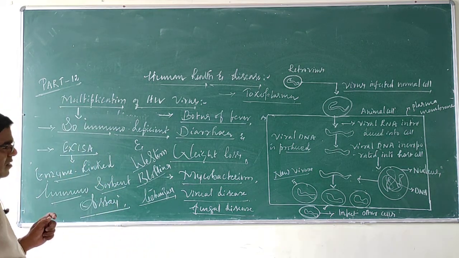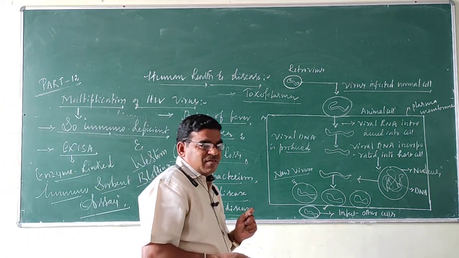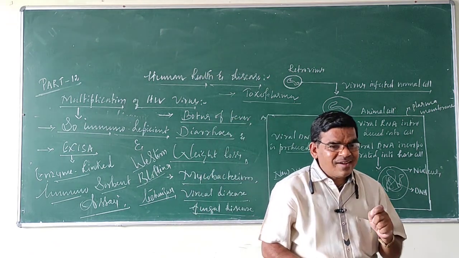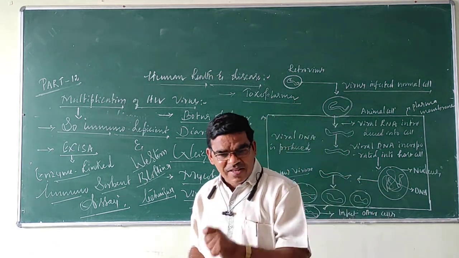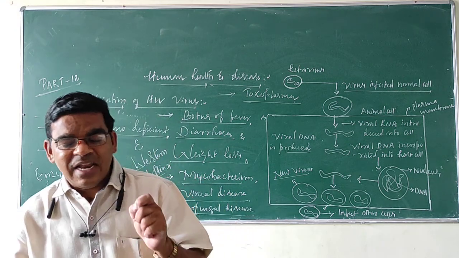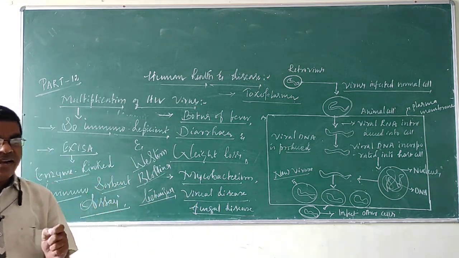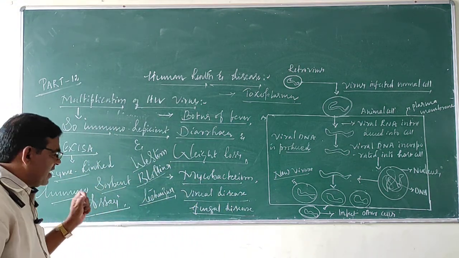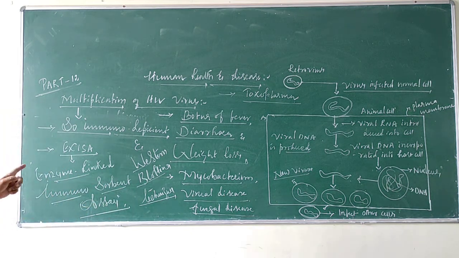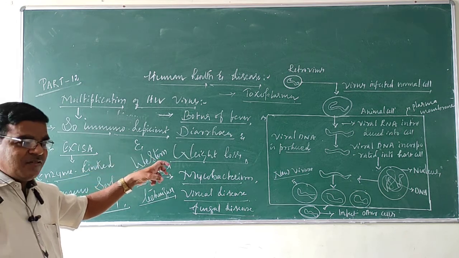So next, AIDS is diagnosed clinically by a test called ELISA. ELISA means enzyme linked immunosorbent assay, and Western blotting techniques. These two techniques, ELISA and Western blotting, are generally used to diagnose AIDS.